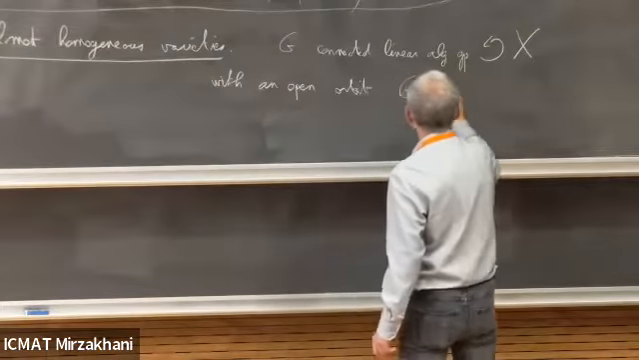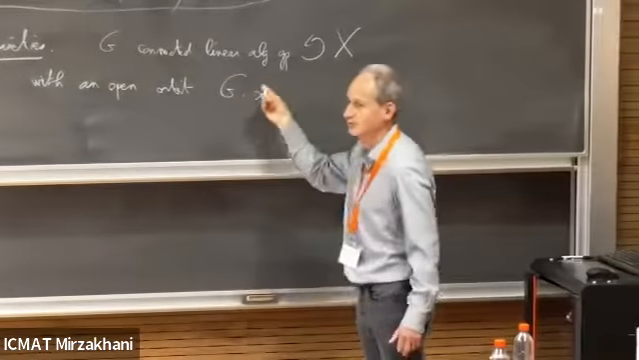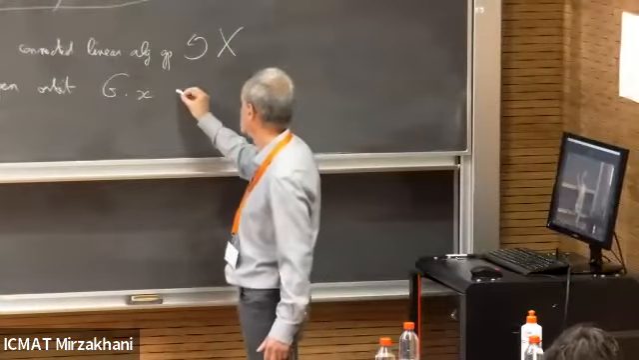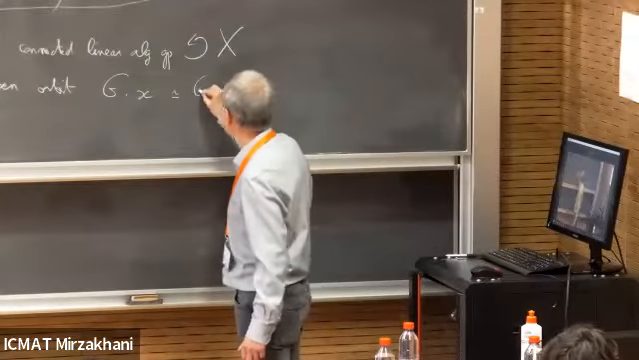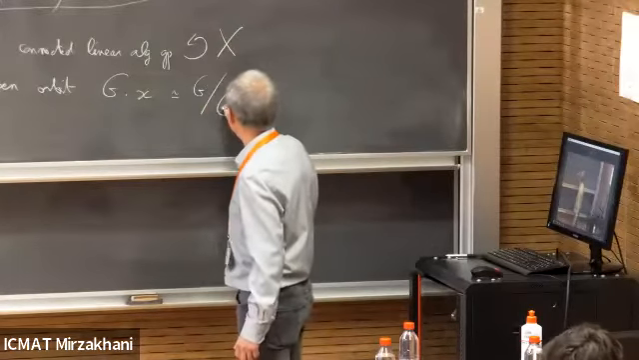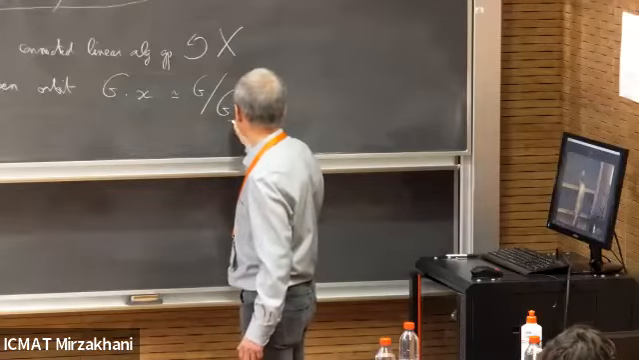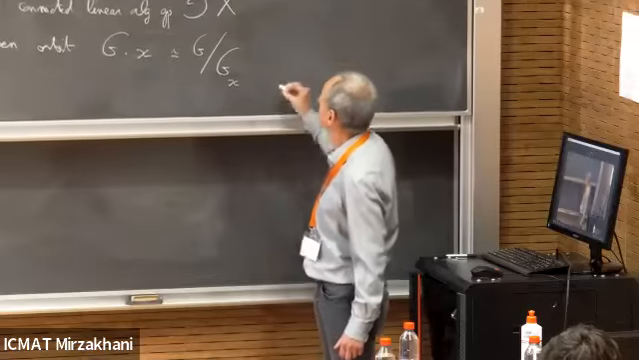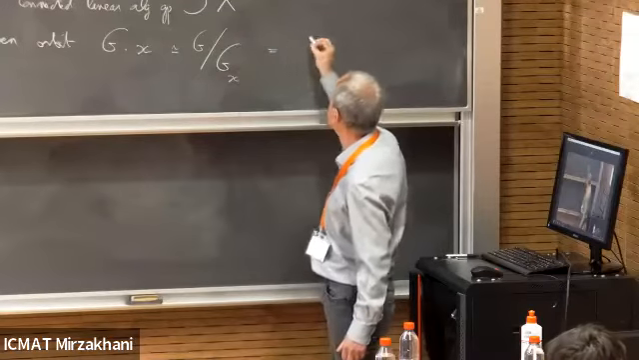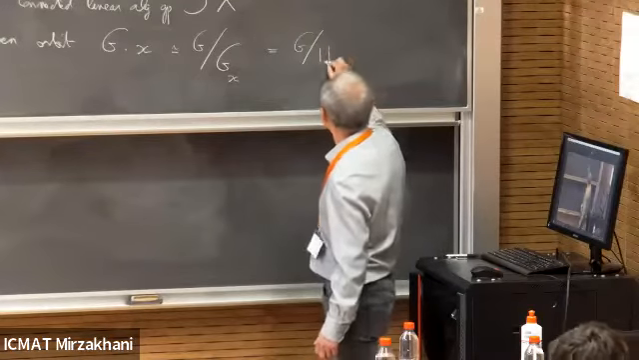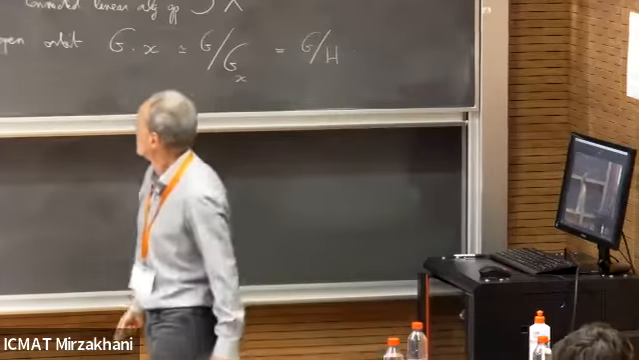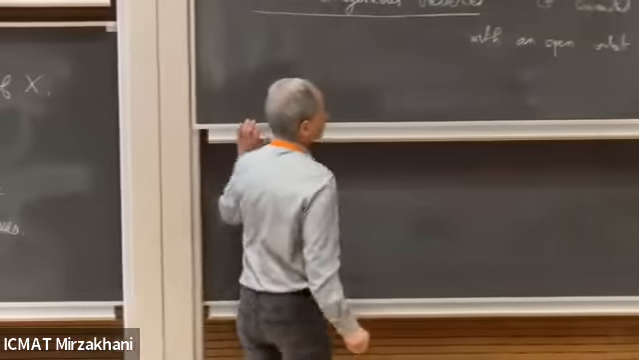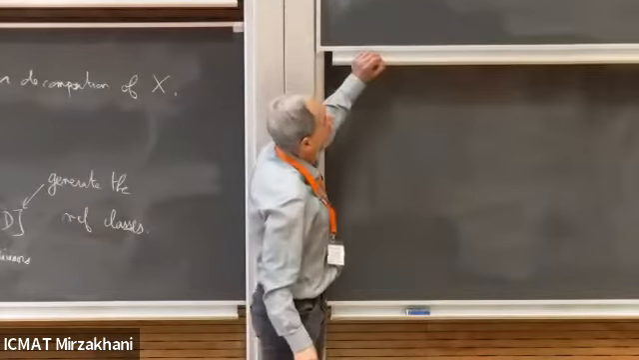So my notation for orbit will be G dot some point. And as you know, this is just a homogeneous space, a quotient of G by the stabilizer, G sub X. And I will fix this stabilizer and call it H. Okay. So that's what we think of.